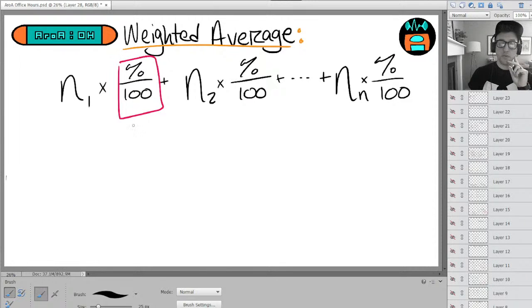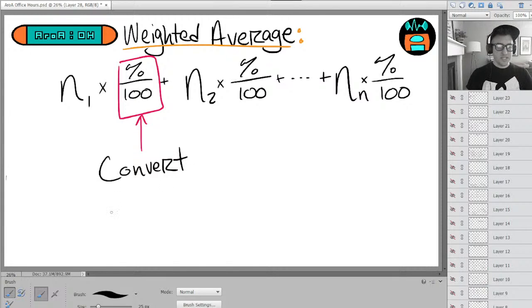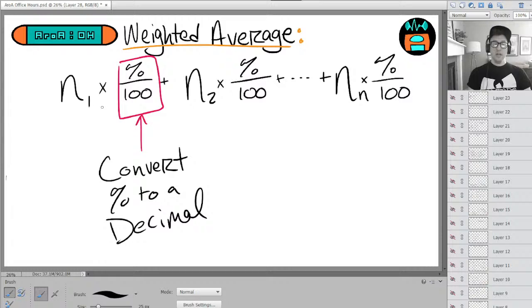Just as a refresher, the reason why you put your percent over 100 is you can't multiply a percentage by a number. This is just converting. This converts percent to a decimal. So that's why you're doing that part. So you multiply each mass by its percent abundance over 100, and then you add them all up.